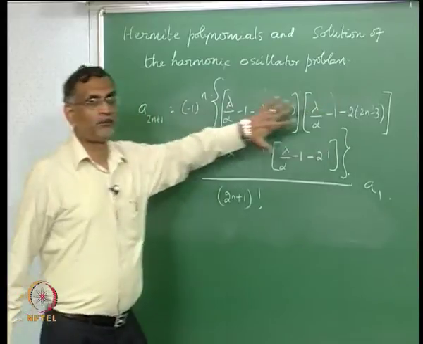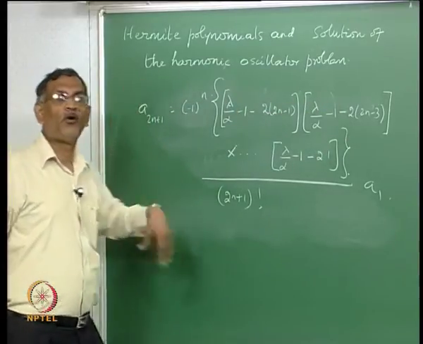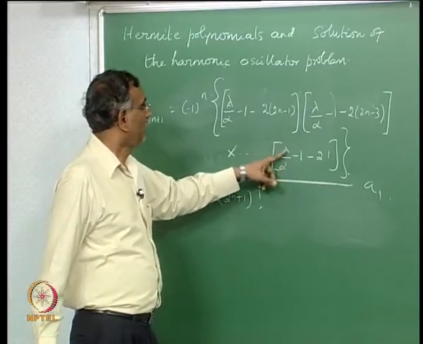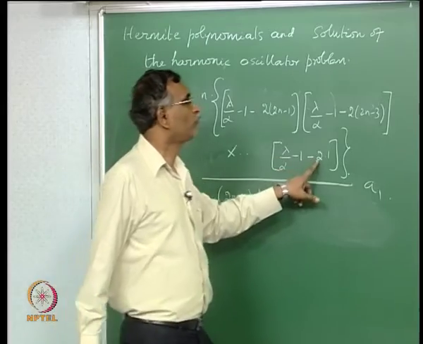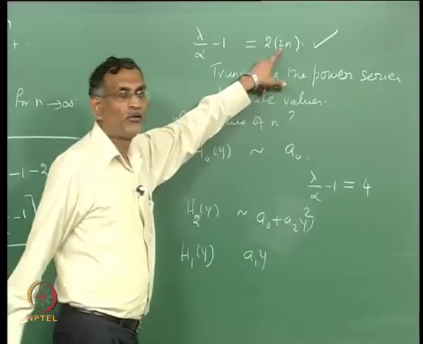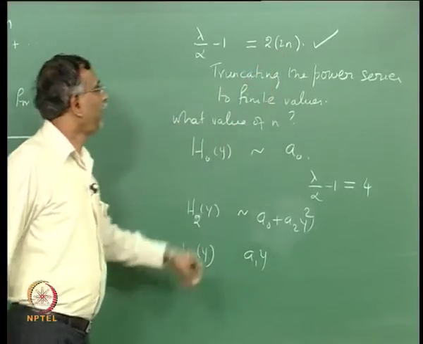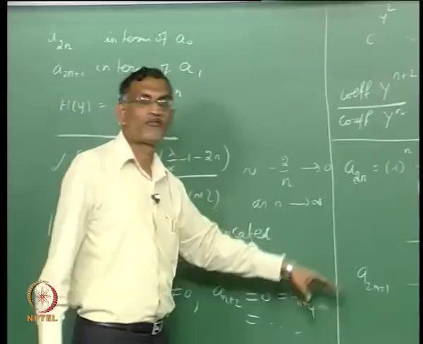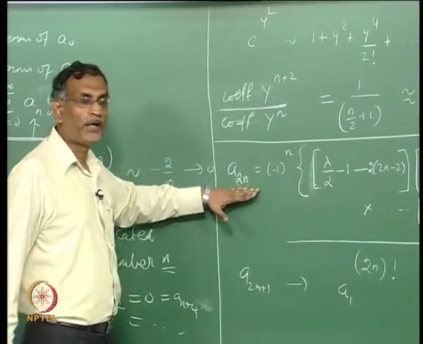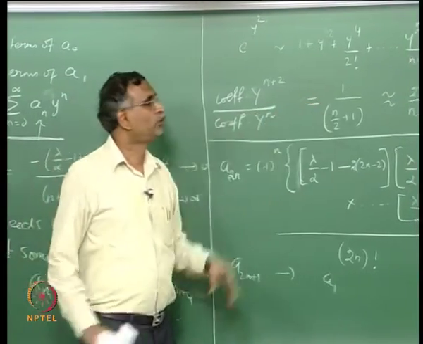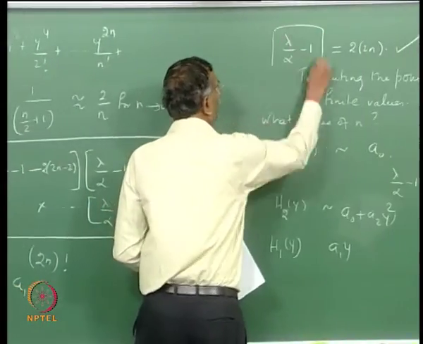That is the only term, the others will not be there. Once a3 is 0, all the other terms, a5, a7, etcetera, are all 0. So you have the same thing: lambda by alpha minus 1 minus 2n ensures that a2n is non-zero, but a2n plus 2 is 0. Therefore, the condition is the same whether you are with 2n or with 2n plus 1. The corresponding n value should determine this factor.